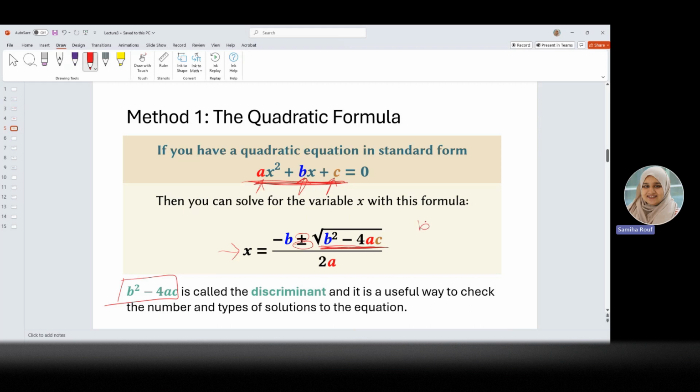So if your discriminant is greater than 0, you have 2 solutions. If your discriminant equals 0, you have 1 solution. And if your discriminant is less than 0, you have 2 complex solutions. Okay. So we're going to actually look at problems that have a bit of each case.